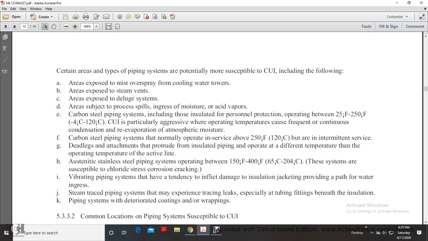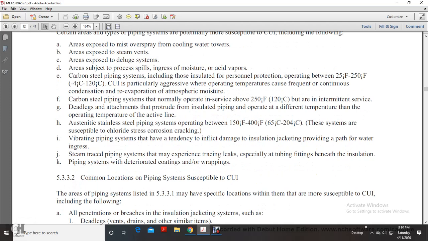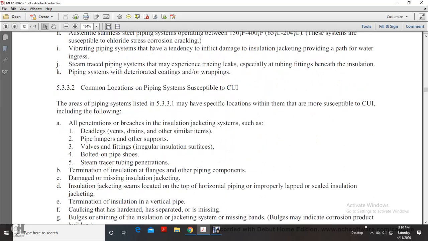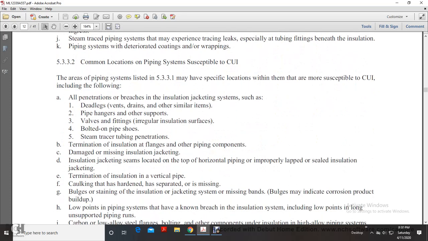on the insulating jacket, providing a path for water ingress. Steam traced piping systems may experience tracing leaks, especially at tubing fittings beneath the insulation. Piping systems with deteriorated coatings or wrapping are also common locations, and are specified for corrosion under insulation inspection.